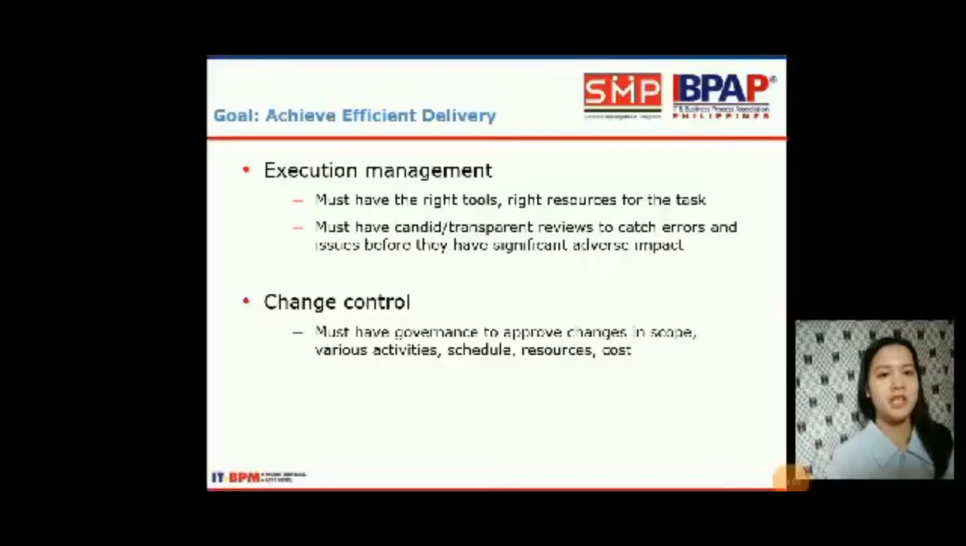Goal: achieve efficient delivery. Execution management must have the right tools, right resources for the task. Must have candid, transparent reviews to catch errors and issues before they have significant adverse impact. Make sure that you have the right resources. The purpose of this is for fast transactions. Change control must have governance to approve changes in scope, various activities, schedule, resources, cost. Change control is the process in which a request is being approved.